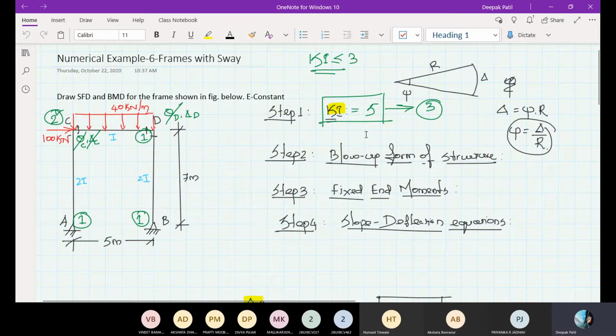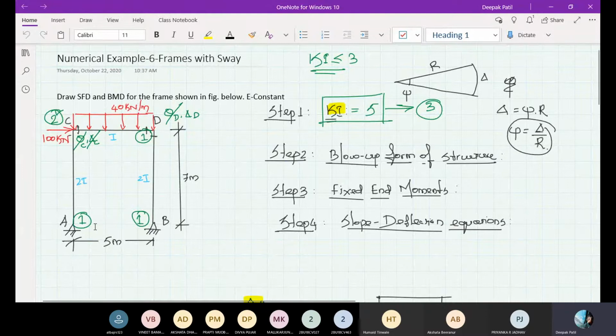Step one, kinematic indeterminacy. We found that the kinematic indeterminacy is 5, but with 5 unknowns, solving the problem becomes very tedious. So we are supposed to reduce this kinematic indeterminacy to a lesser number. How can we do that? We can easily do that by applying the modified slope deflection equation for moment MCA and also the modified slope deflection equation for moment MDB.